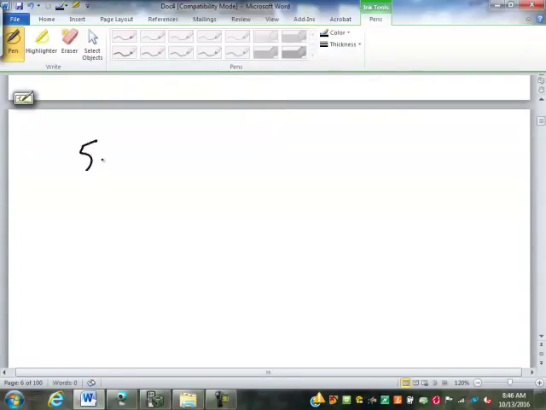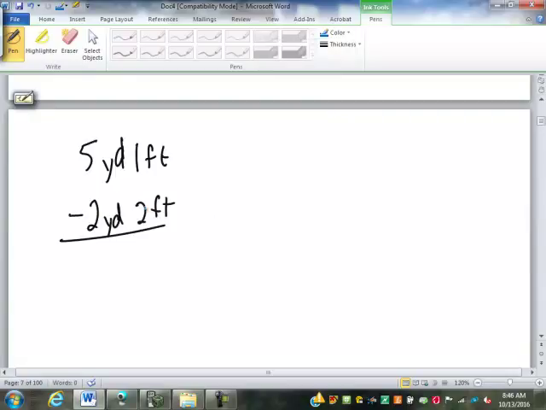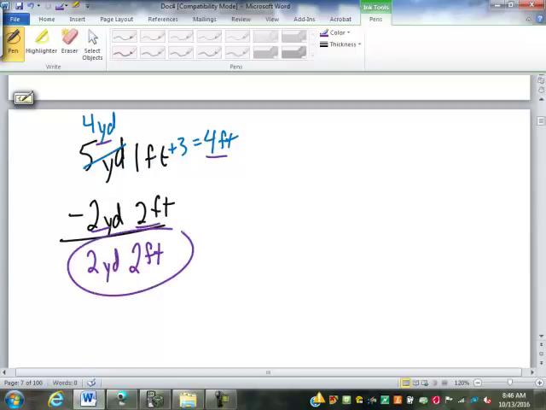What if I have 5 yards, 1 foot minus 2 yards, 2 feet? So 1 foot minus 2 feet can't be done. Borrow from my 5 yards. This is now 4 yards. What's this become? Yeah, I borrowed a yard, which is 3 feet. So 1 plus 3 is now 4 feet. So 4 feet minus 2 feet is 2 feet. 4 yards minus 2 yards is 2 yards. So 2 yards, 2 feet.